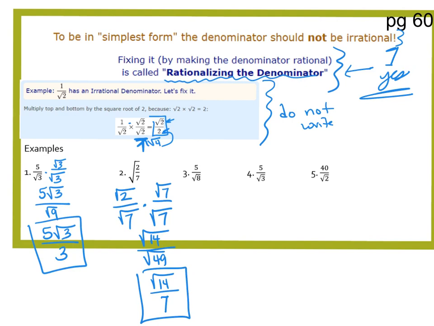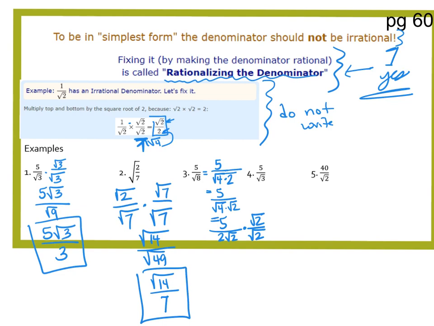For number 3, I see that I can actually simplify that radical. There's a perfect square in that radical. 4 times 2 is 8. The square root of 4 is a perfect square. So before I can do anything, I've got to get that perfect square out of there. So the square root of 4 is 2, and then just bring down your square root of 2. Now I can rationalize. I'm going to multiply the numerator and the denominator just by the square root of 2.